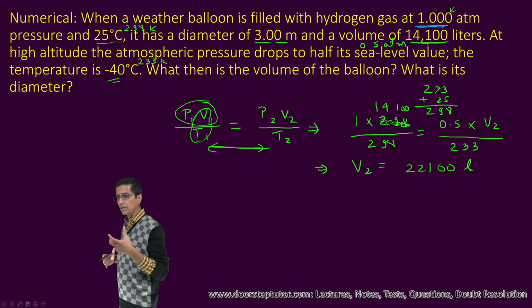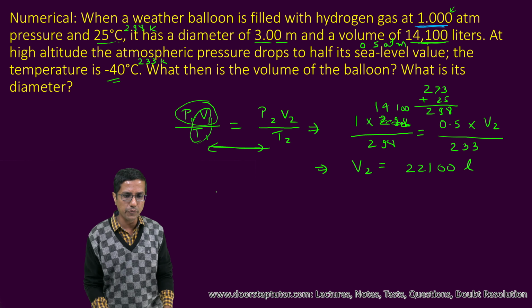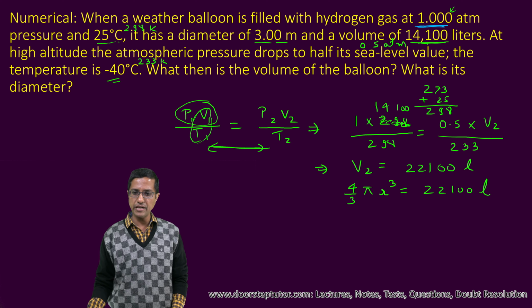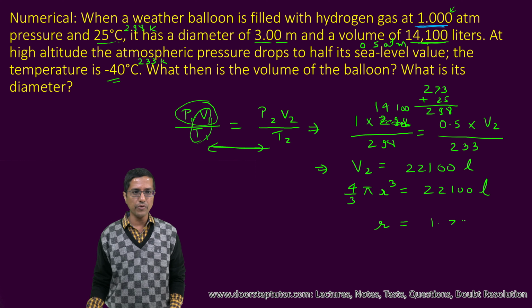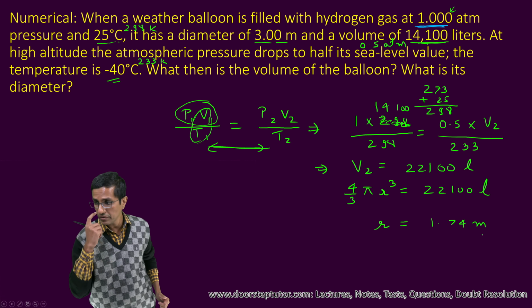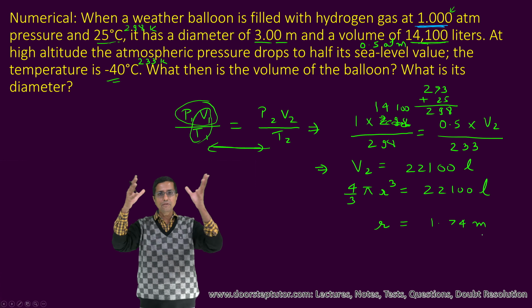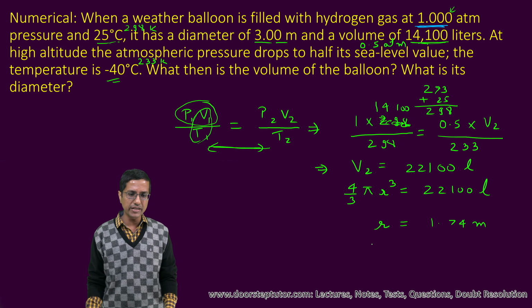Now if we assume that this particular balloon is spherical, then we can say that the volume of that sphere is equal to this many liters. If you solve this, you will get an answer of R which will be equal to 1.74 meters. You can solve it yourself. This is what the value of R comes out to be. We are assuming that the balloon is spherical, which is a reasonable approximation. It is not totally unreasonable.